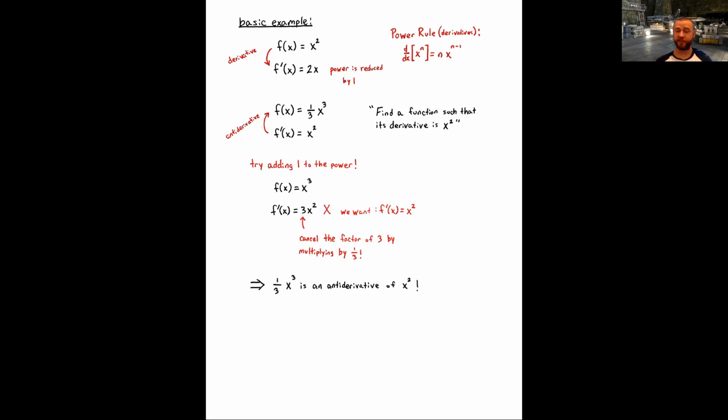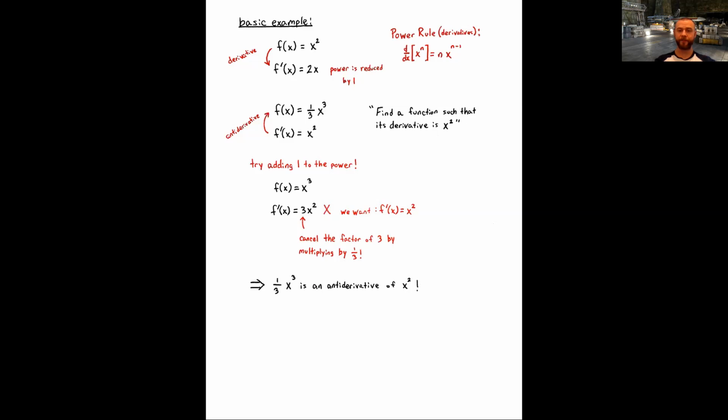Now, before we move on, just check. If you take 1/3 x cubed and differentiate it, you apply the power rule. The 1/3 is thought of as being a constant multiple. You bring the 3 down. 3 times 1/3 gives 1, and you're left with x squared. So this checks out. 1/3 x cubed does differentiate to what we're looking for here, a derivative of just x squared.